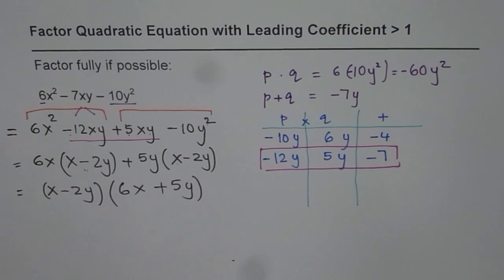And this trinomial was in two variables. We could factor it so easily, just as we did with other trinomials. I wish and hope that you have understood this process.